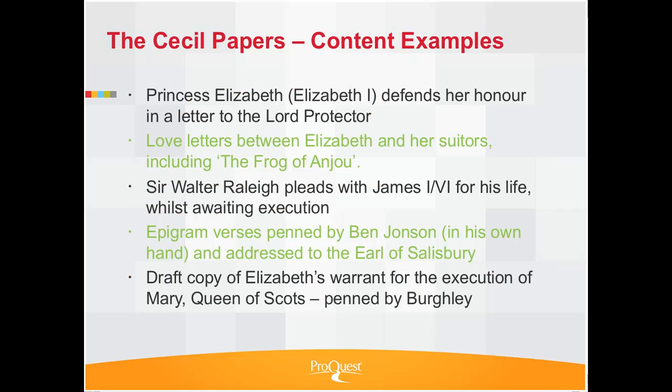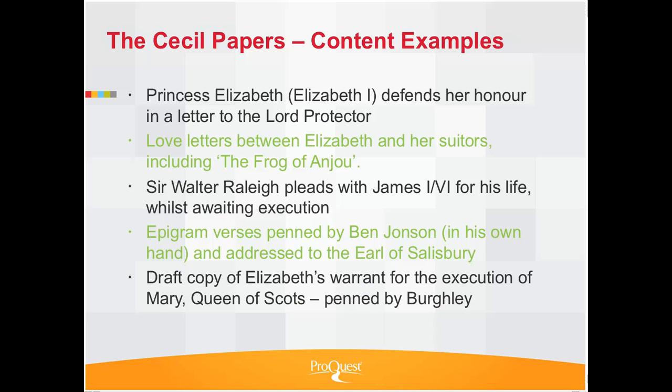Some examples of historic events that we also find in the Cecil Papers are documents about Elizabeth I defending her honor in a letter to the Lord Protector. Indeed, while still a teenager, the Princess Elizabeth had to refute allegations of her involvement with Thomas Seymour. Seymour, the Lord High Admiral, was suspected of plotting to overthrow his brother, the Lord Protector to Elizabeth's half-brother, Edward VI. So her life really depended on clearing her name.